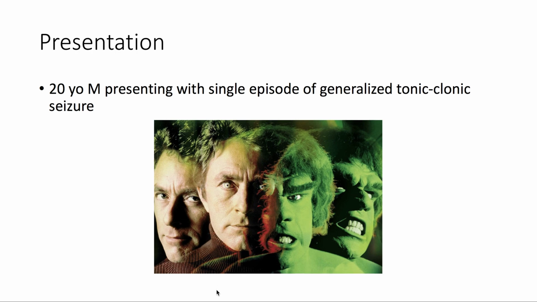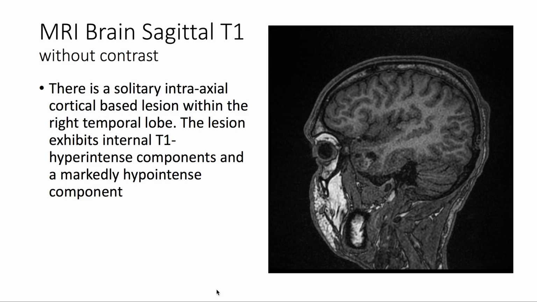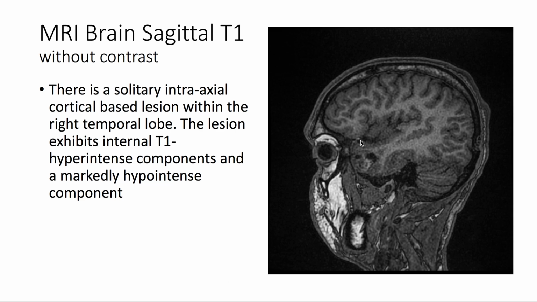Presentation: we have a 20-year-old male presenting with a single episode of generalized tonic-clonic seizure. Taking a look at the MRI brain here in the sagittal view, T1 weighted without contrast, there's a solitary intraaxial cortical-based lesion within the right temporal lobe. The lesion exhibits internal T1 hyperintense components and a markedly hypointense component.